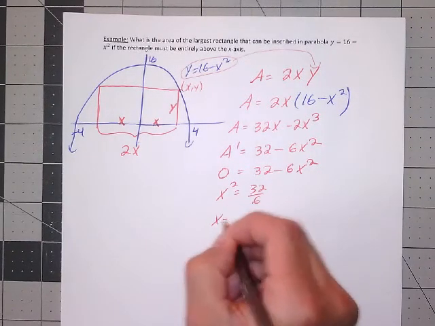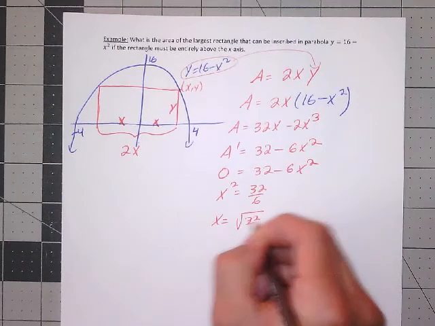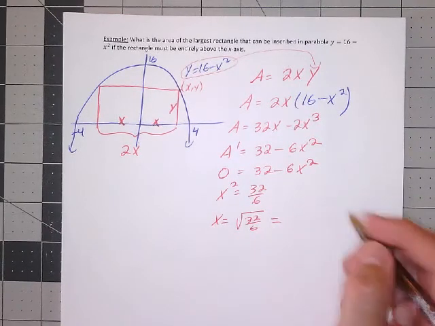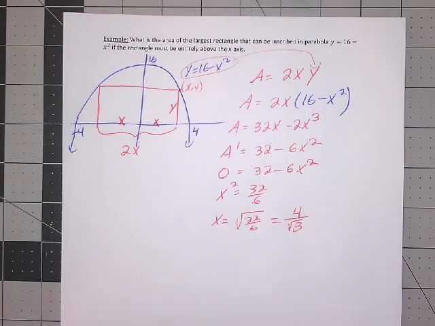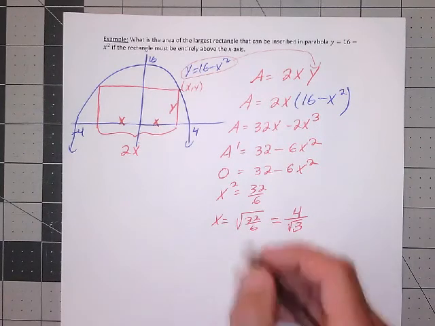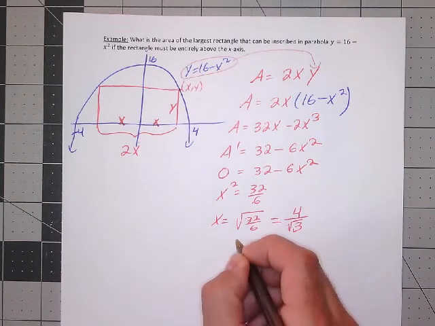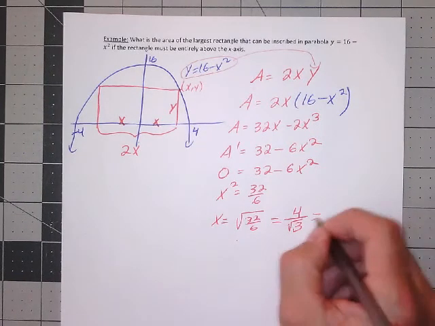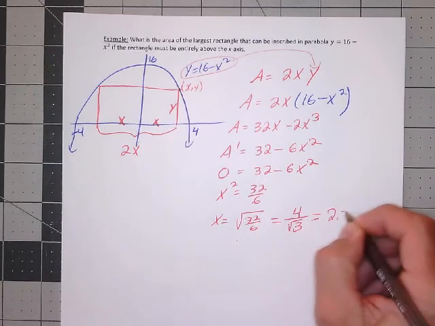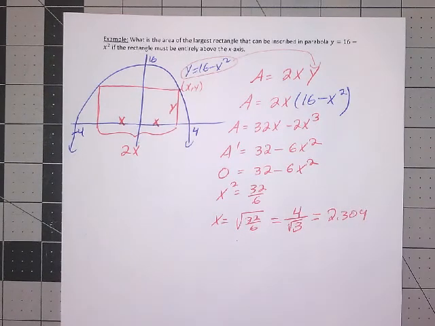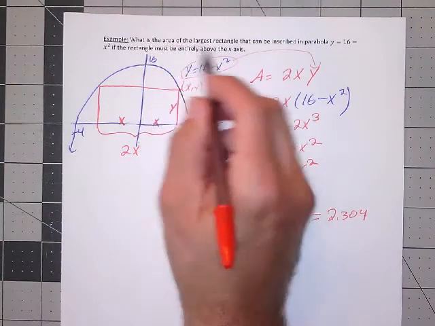So we do this, x squared would equal 32 over 6, which means x would equal radical 32 over 6, which would equal 4 over the square root of 3. So x, yes, that's our value for x, which is the same thing as 2.309.